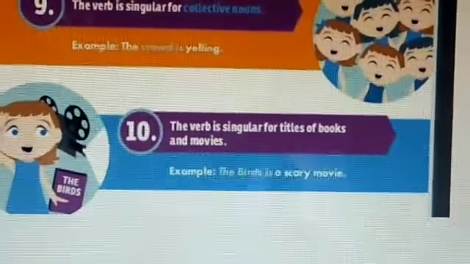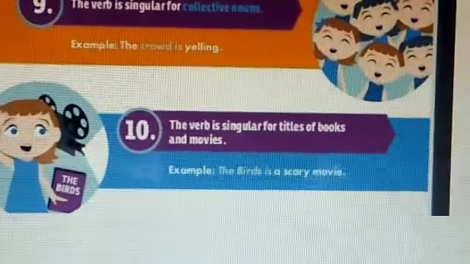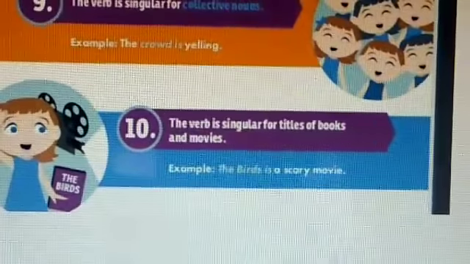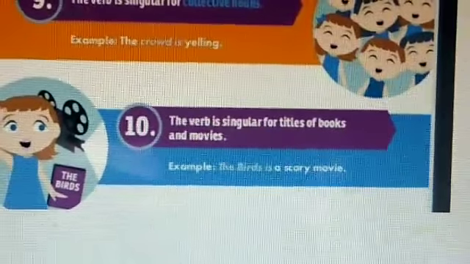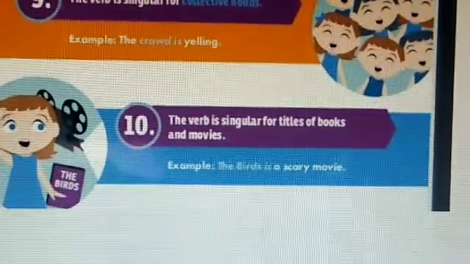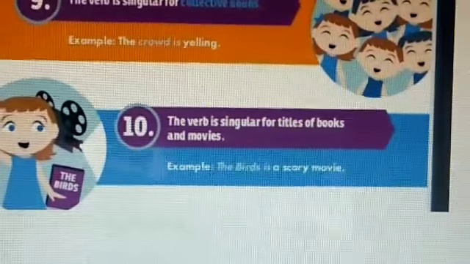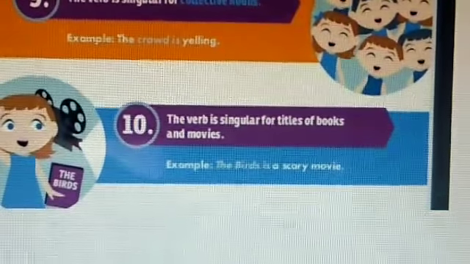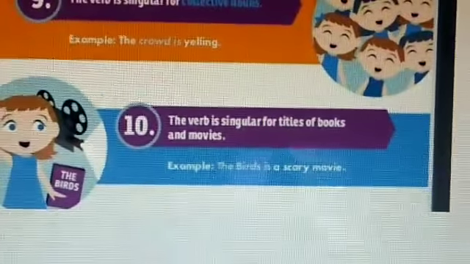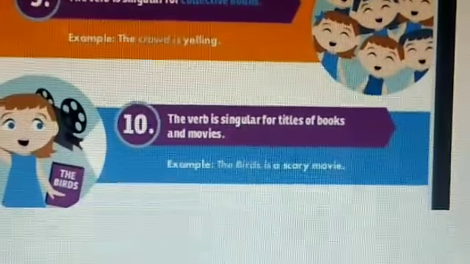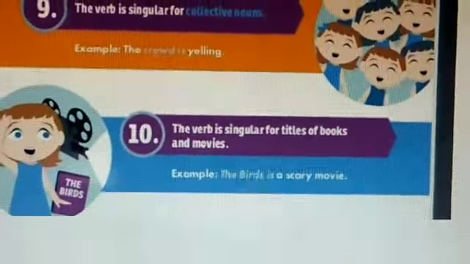10th rule you see, the verb is singular for titles of books and movies. So titles of books, movies, novels, etc. are always treated as singular and they take a singular verb. Example you see, the birds is a scary movie. Scary means, it's frightening everyone. So that girl is also frightened. The birds is a scary movie.